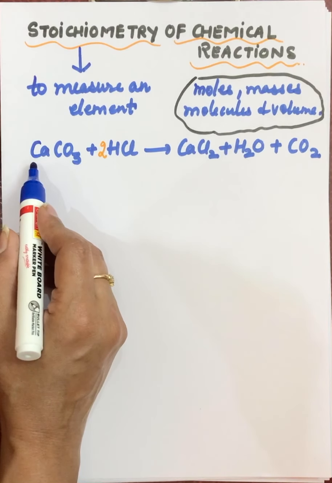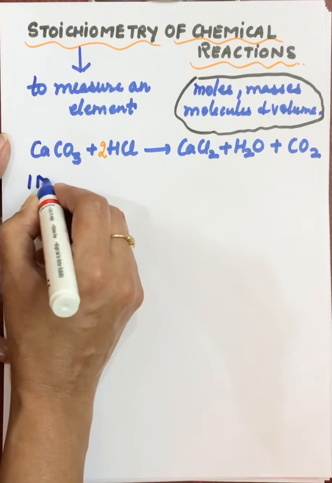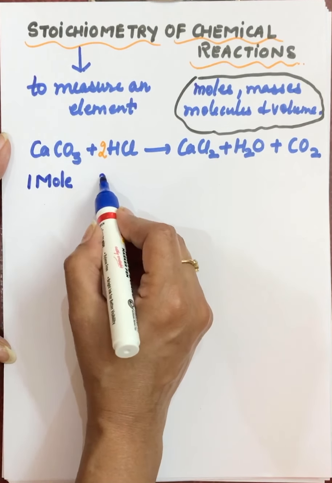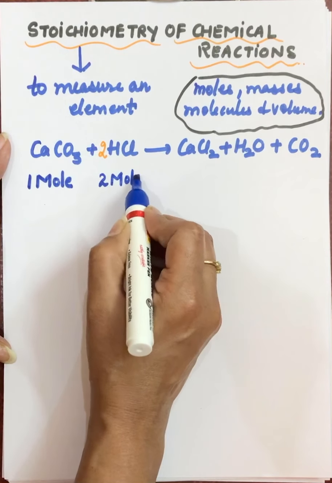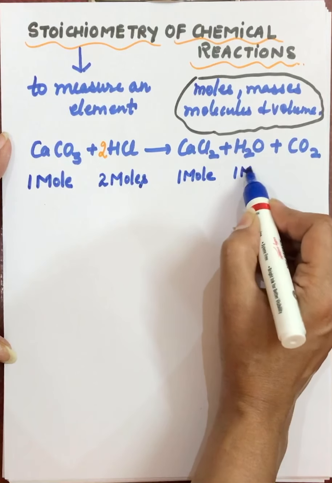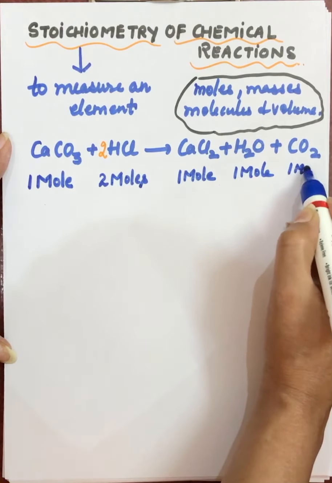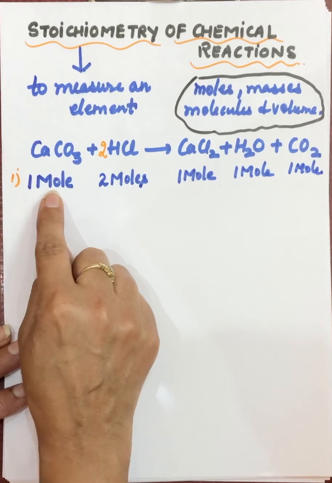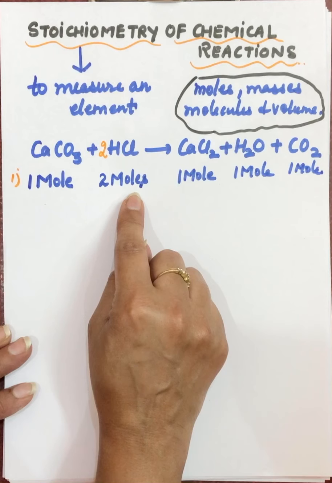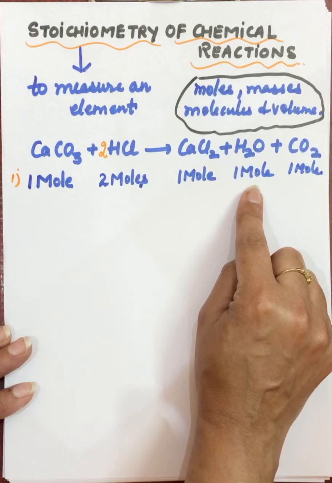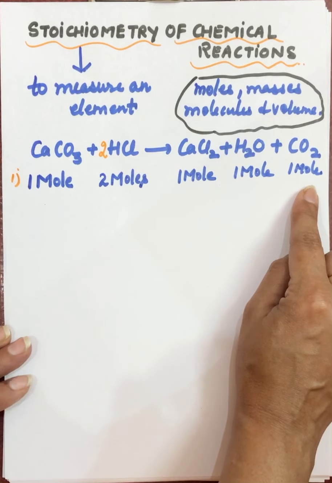If this is written as CaCO3, that means we are taking 1 mole of this, from the balanced equation. This 2 means there are 2 moles of HCl in the balanced chemical equation. And this is 1 mole, and this is also 1 mole. So can I say the first relationship here is: 1 mole of calcium carbonate reacts with 2 moles of hydrochloric acid and it gives 1 mole of calcium chloride, 1 mole of water and 1 mole of carbon dioxide.